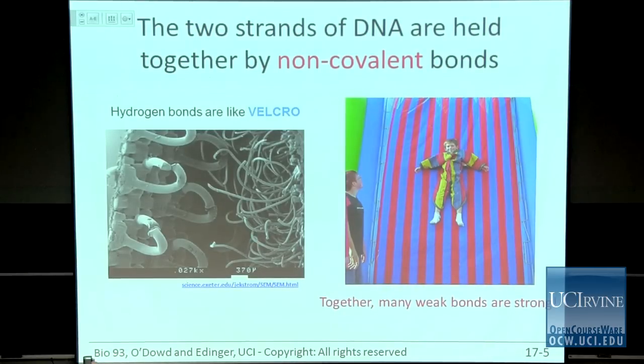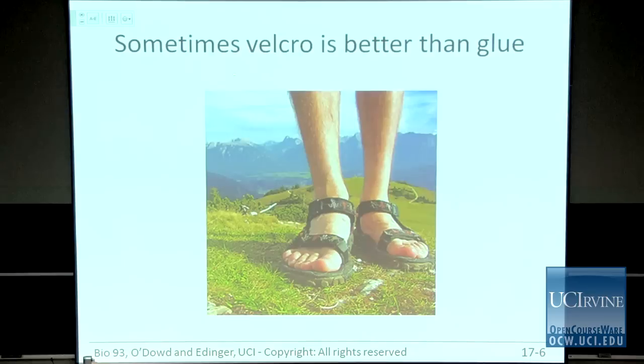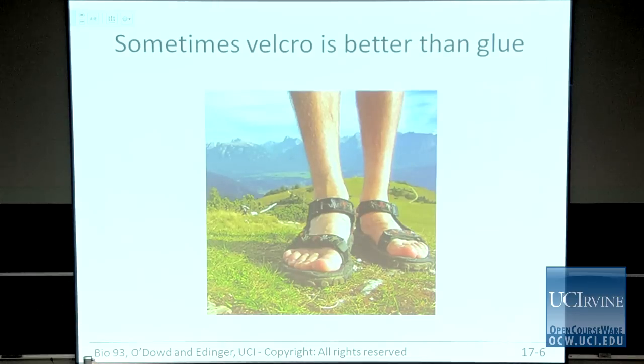It's very important that these bonds can be broken and reassembled, because sometimes Velcro is better than glue. So this guy has his sandals on, and they were put on with Velcro. If they were glued on his feet, he could never take them off. That would be undesirable. It's the same thing with DNA, right? You want it to be together, but you also need to be able to open it so that you can copy it to do DNA replication or transcription, which we'll talk about on Wednesday. So the fact that those are hydrogen bonds and not covalent bonds is critical for the functionality of DNA.